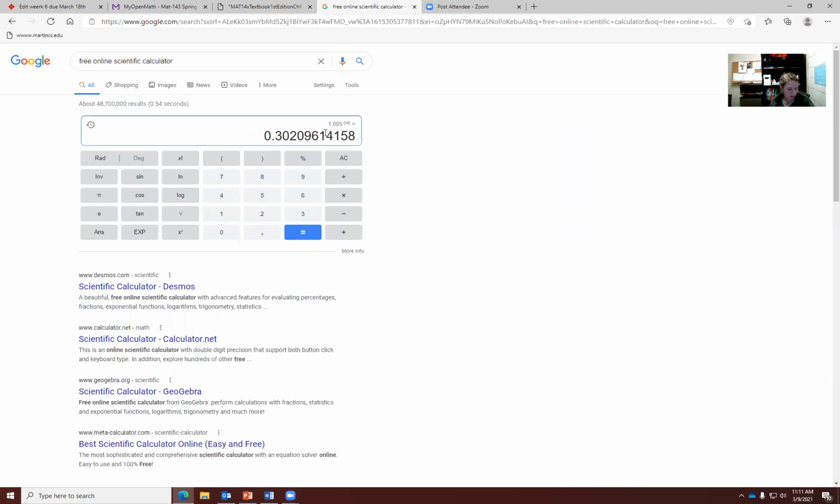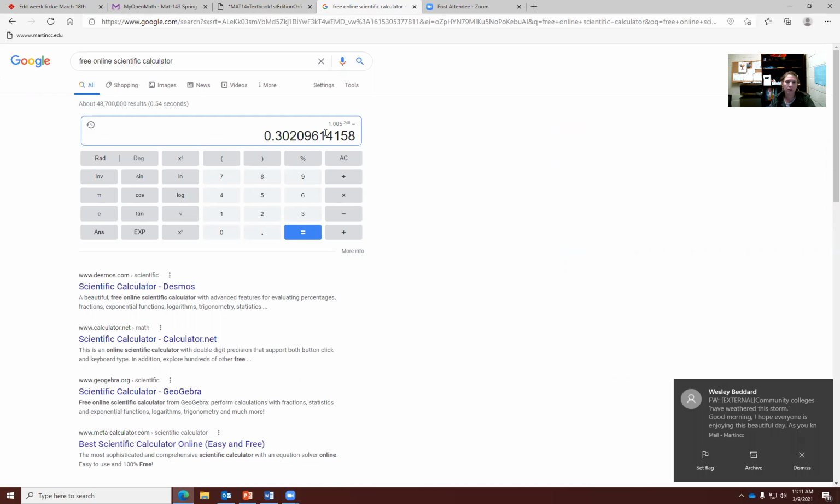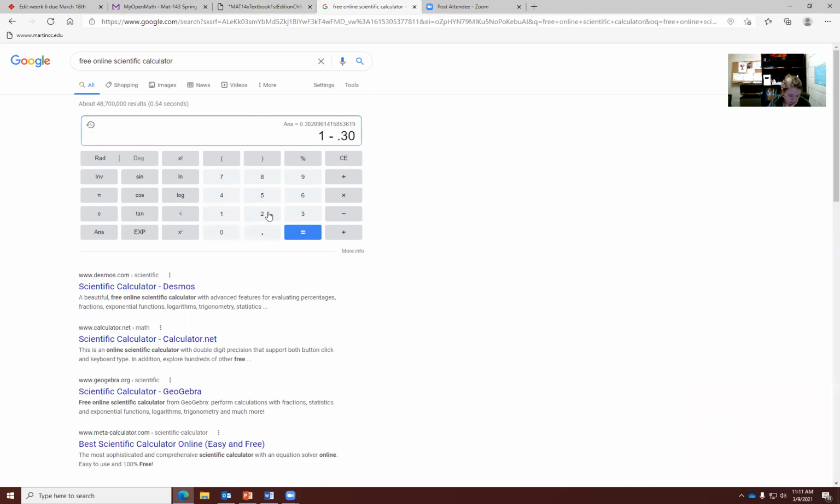So what I would do is I would write this number down, and I would write it a good long decimal, so 0.302096114. Okay, so let's clear that out. So we're going to do 1 minus 0.302096114 equals. And then we're going to divide that by what? 0.06 divided by 12. Close that parentheses. And then the last thing we'll do is multiply by 1,000.